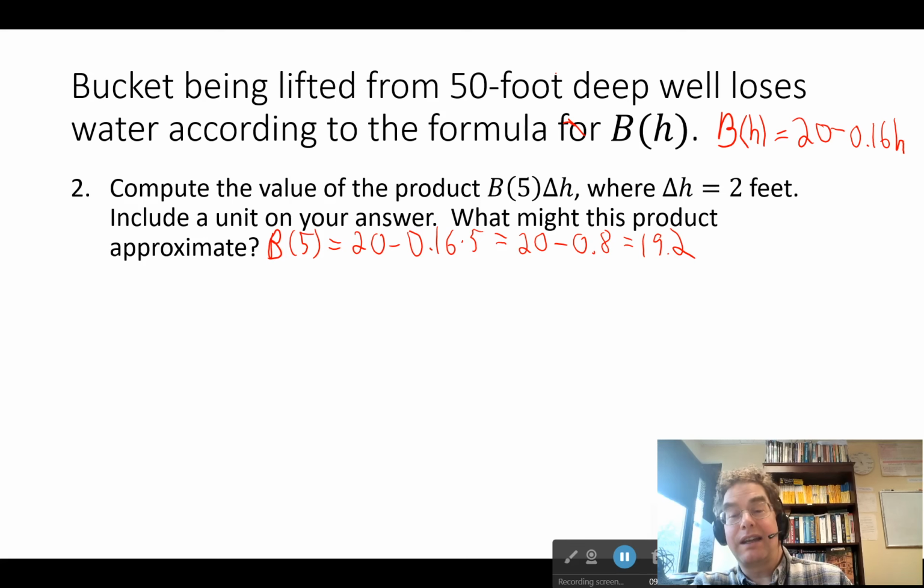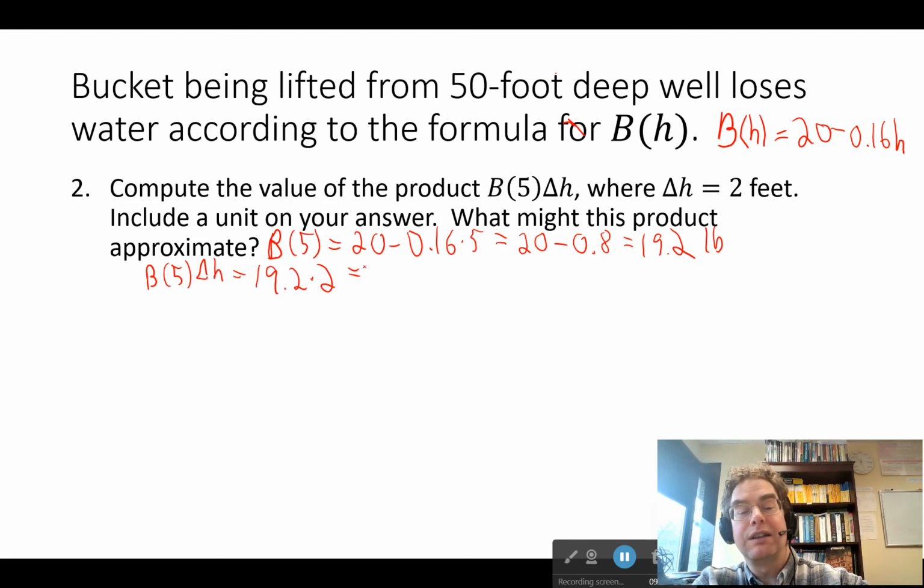Now that is a weight. The outputs of the function b are weights, and our weights here are measured in pounds, so that's going to have a unit of pounds on it. And then delta h, we already see that that is 2 feet. So b of 5 delta h is going to be 19.2 times 2, which is 38.4.